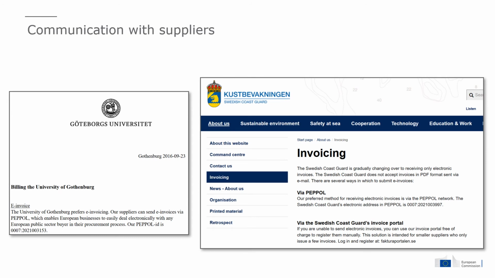Here are two examples of how to communicate with your suppliers. It's the Swedish Coast Guard, who are using the PEPPOL infrastructure to receive electronic invoices, and on their website under About Us and Invoicing, they say that the preferred method for receiving electronic invoices is via the PEPPOL network. The Swedish Coast Guard's electronic address in PEPPOL is, and then a number. This is pretty straightforward. It's two sentences that give the information necessary for the supplier to make sure that he can send electronic invoices. And to the left, we have another example from the University of Gothenburg, who have similar information, which has been sent out to all their suppliers.